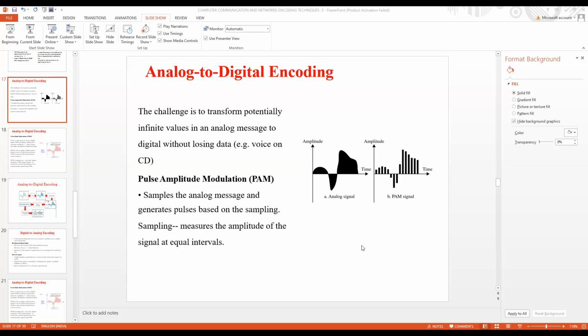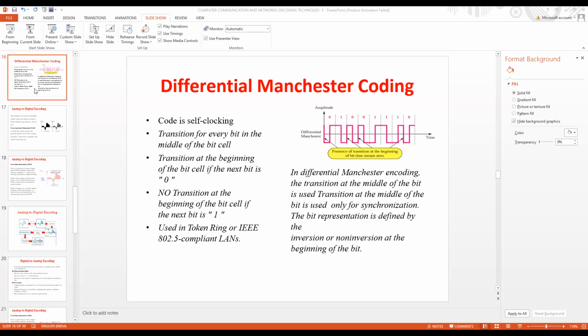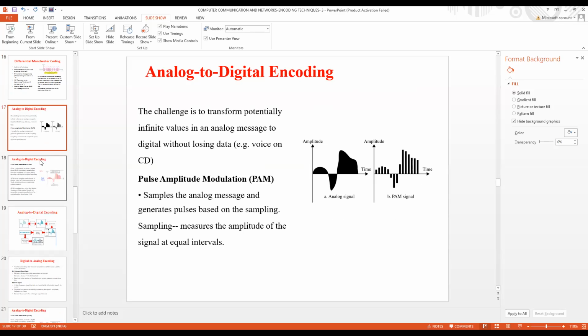Okay, we will see the analog to digital encoding. We are using pulse amplitude modulation in PCM. We have seen differential Manchester coding in the previous one. Now we have to use analog to digital encoding, which means we have to convert this analog signal into digital form without losing the data.